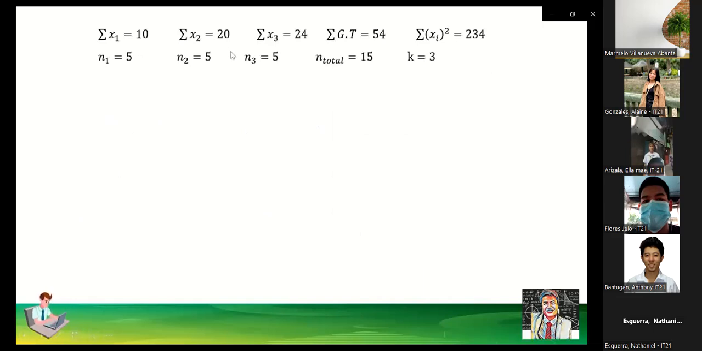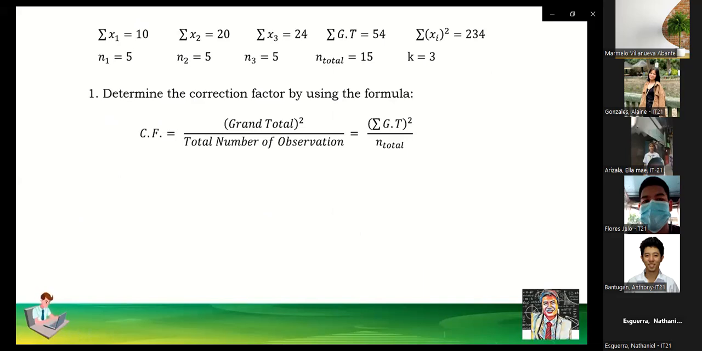Proceed tayo dun sa computations, dun sa bawat step. First step is, determine the correction factor by using the formula. Correction factor is equal to grand total squared over total number of observation, which is grand total squared over n total. So 54 squared over n total, which is 15. 54 squared over 15 gives us 2,916 over 15 gives us 194.4. Okay?